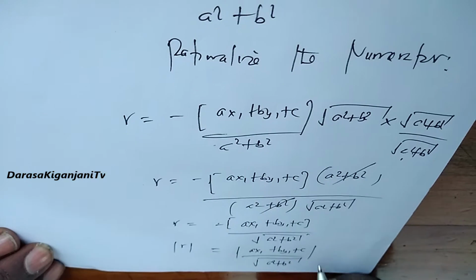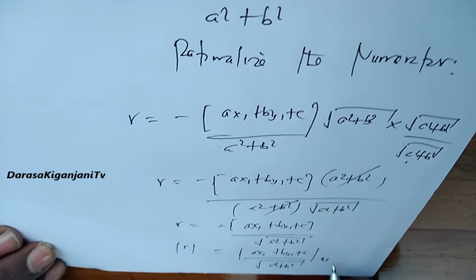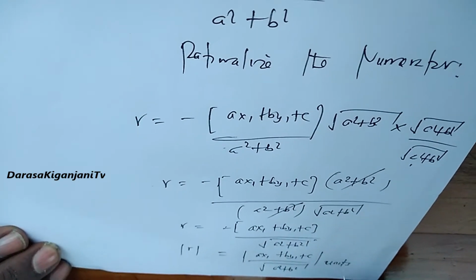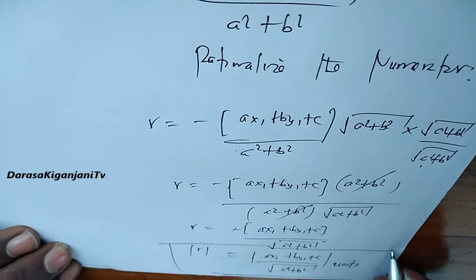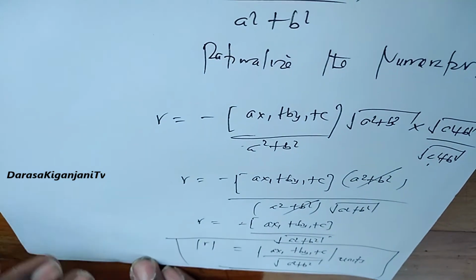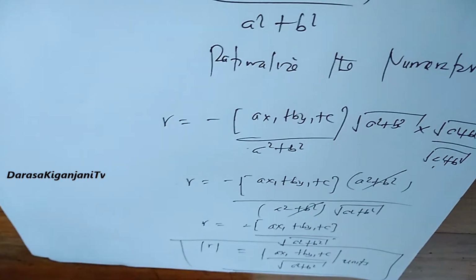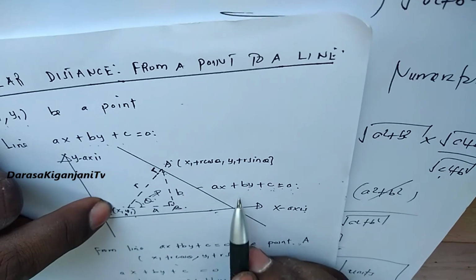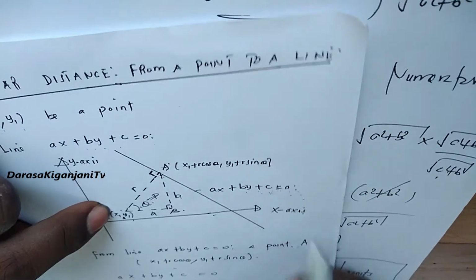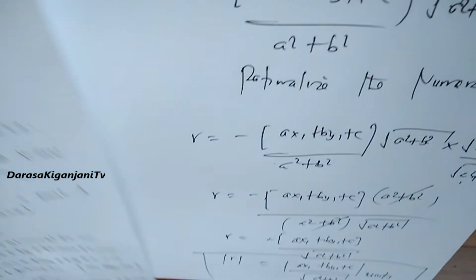But since this is unit distance, we are going to write here unit to indicate the distance is expressed in the unit measurement. So this is our formula that we will use to find the distance from a point to a line, given the point P, x1, y1, and our equation ax plus by plus c is equal to 0. Now this is our formula.